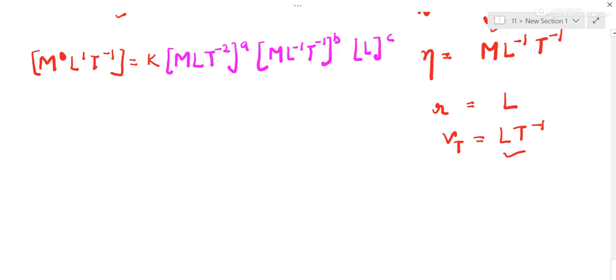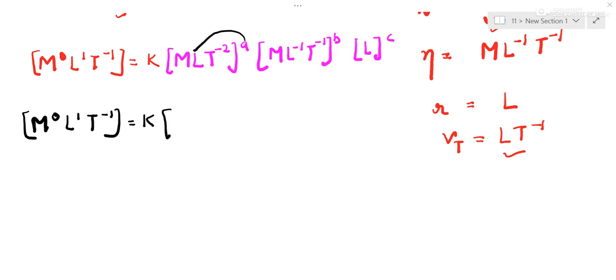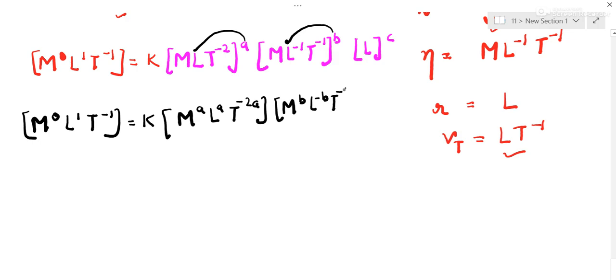Now we'll open brackets. So it's M to the power 0, L to the power 1, T to the power minus 1 is equal to K. Let us give power A to all: M to power A, L to power A, T to the power minus 2A. Similarly, let us give B: M to power B, L to the power minus B, T to the power minus B. And here only C.